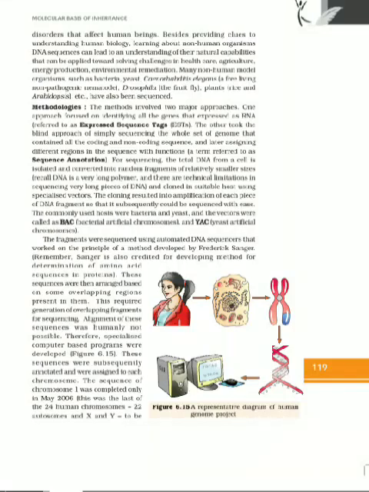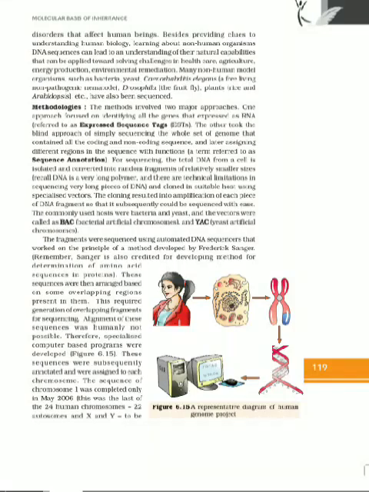Many non-human model organisms such as bacteria, yeast, Caenorhabditis elegans, a free-living non-pathogenic nematode, Drosophila, the fruit fly, plants, rice, and Arabidopsis, etc., have also been sequenced.